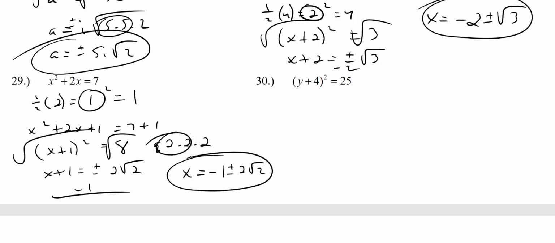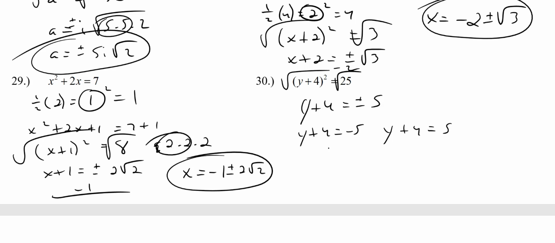Okay, and the last problem, oh, that's set up for square root method. So it's y plus 4 equals plus or minus 5. And so I have two problems here. y plus 4 equals negative 5, and y plus 4 equals positive 5. So I'm going to subtract 4 from both sides. So y equals negative 9, and subtract 4 from this one, and y equals 1.